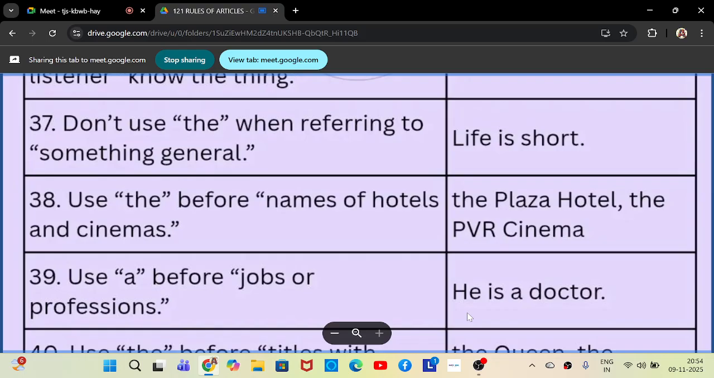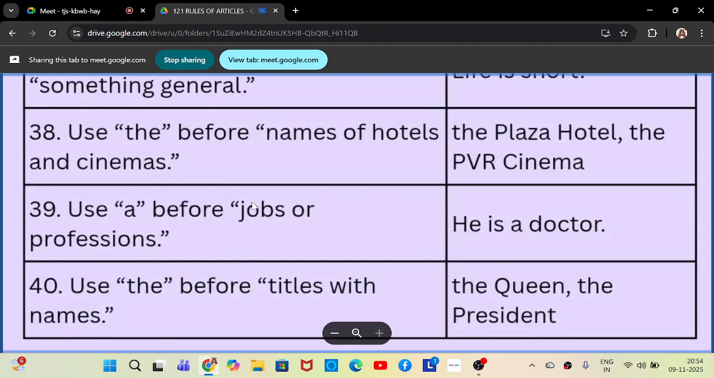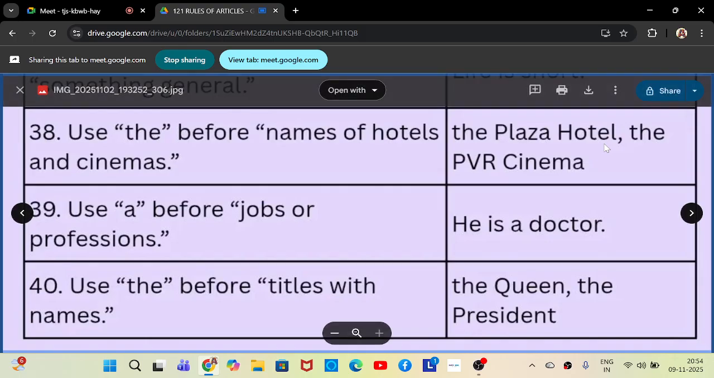Okay. Next one. Use the before names of hotels and cinemas. For example, the Plaza Hotel, the PVR Cinema, name of a movie theater, cinema theater.